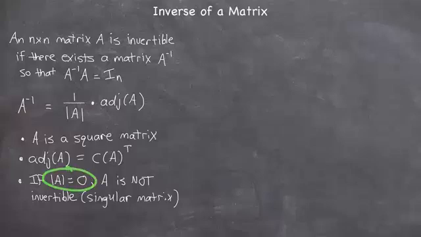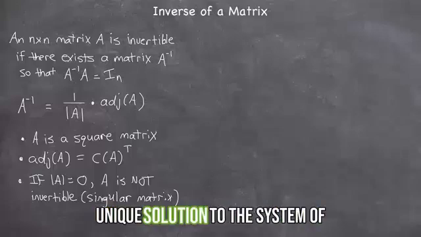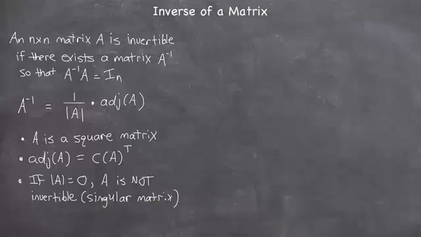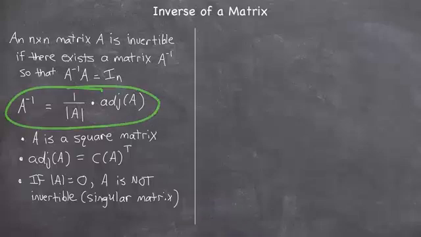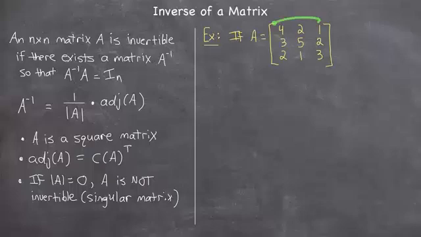And a determinant being 0, telling us that matrix A is not invertible, also actually tells us there's not a unique solution to this system of equations. But we'll get more into that in the next section. So let's go ahead and do an example where we use this formula to calculate the inverse of a matrix. Given this matrix A, let's find the inverse of matrix A.